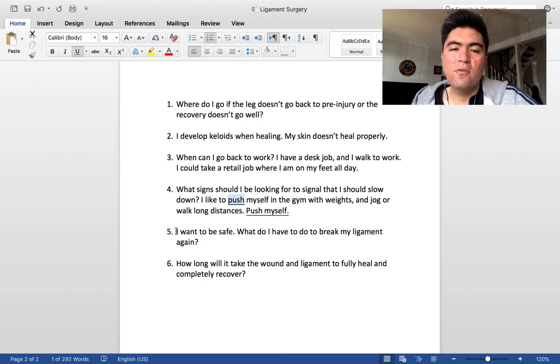So here is also asking the question a little bit differently. I want to be safe. What do I have to do to break my ligament again? So it's a little bit different way of asking the question. And how long will it take for the recovery, complete recovery, the skin, the ligament, everything, the bones.